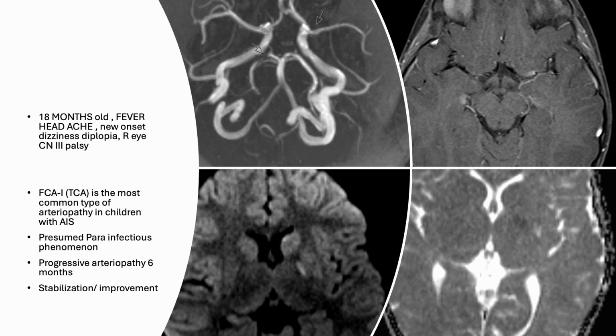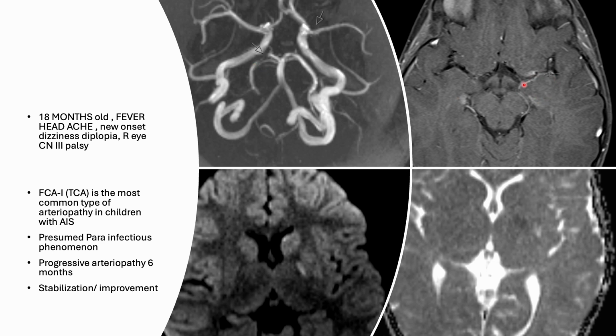which is a sequelae of an old stroke. This is a companion case where there was a slightly vague presentation history of fever, headache, new onset dizziness, diplopia, and also a right-sided third nerve palsy. And this was an 18-month-old. What we found really interesting actually was that there were 2 areas of cerebral arteriopathy. So you could see that there was some stenosis in the left distal ICA and proximal MCA, but also the P2 segment of the right-sided posterior cerebral artery.